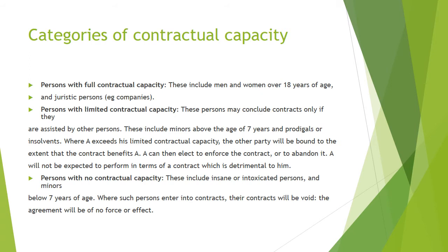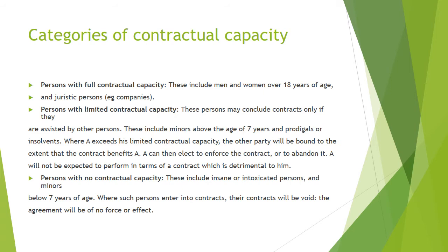But we have what is known as people with limited contractual capacity. These may only conclude contracts if they are assisted by other persons. These include minors above the age of 7 years old and prodigals or insolvents. Where A exceeds his limited contractual capacity, the other party will be bound to the extent that that contract benefits A. A can then elect to enforce the contract or to abandon it. A will not be expected to perform in terms of a contract which is detrimental to him, right?